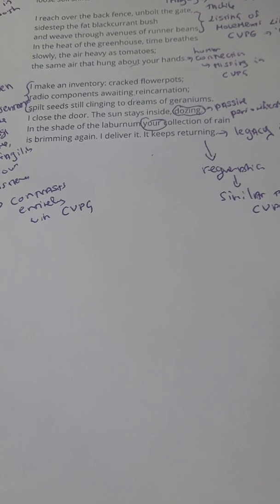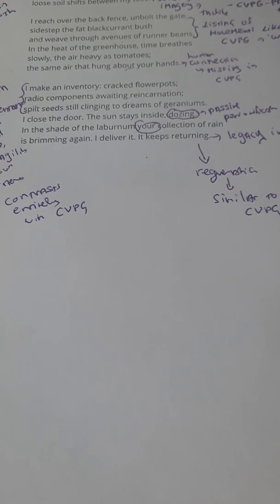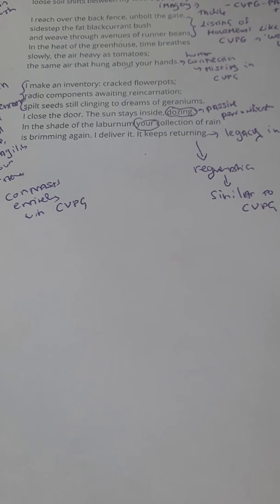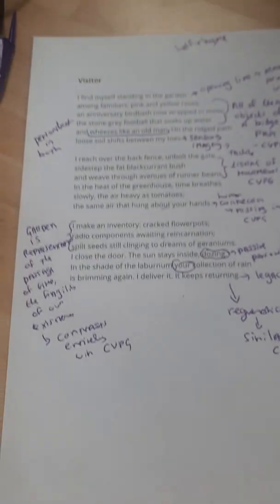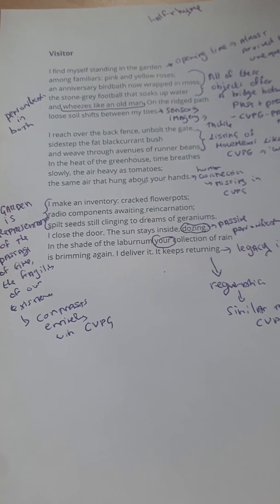"In the shade of the laburnum, your collection of rain is brimming again. I deliver it. It keeps returning." That even though the person is no longer there in the garden, what they have put in place still rejuvenates, still creates more life. And basically, I feel like that's regeneration in a kind of positive, emotional light, with lots and lots of nostalgia there.